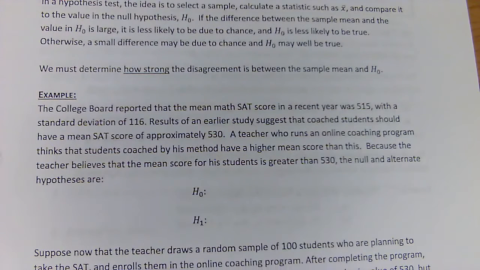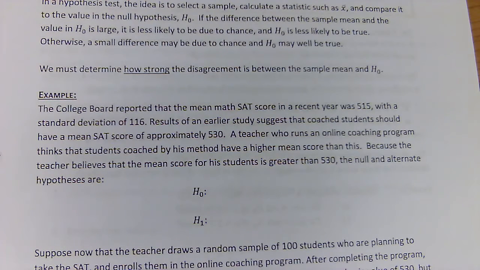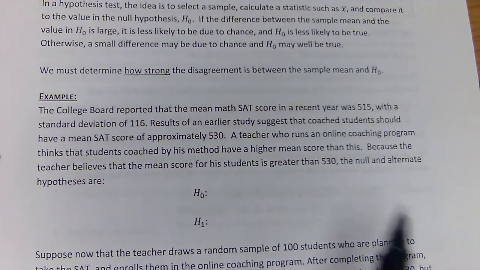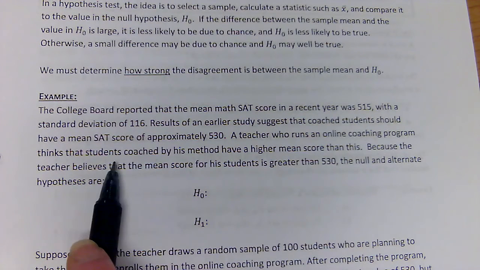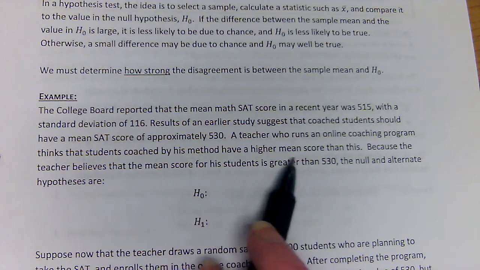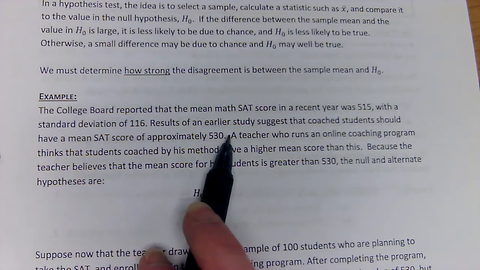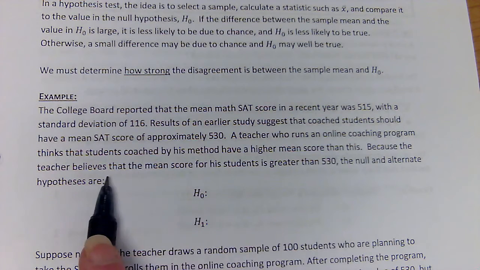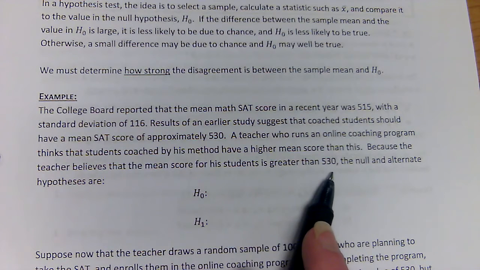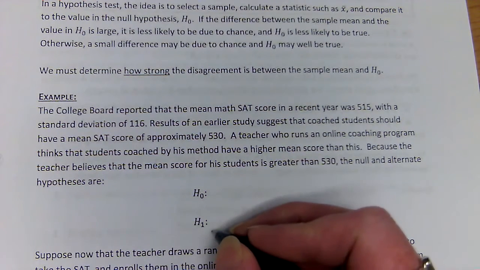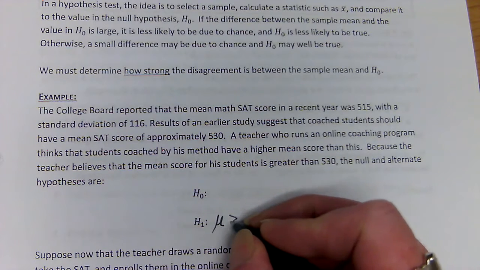So the College Board reported that the mean math SAT score in a recent year was 515 with a standard deviation of 116. Results of an earlier study suggested that coached students should have a mean SAT score of approximately 530. A teacher who runs an online coaching program thinks the students coached by his method have a higher mean score than this, meaning than the 530. Because the teacher believes that the mean score for his students is greater than 530, that's his claim, that the mean is greater than 530.